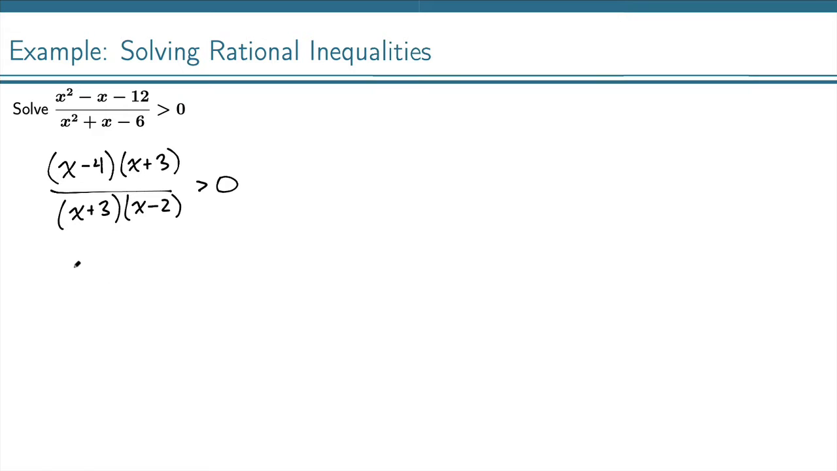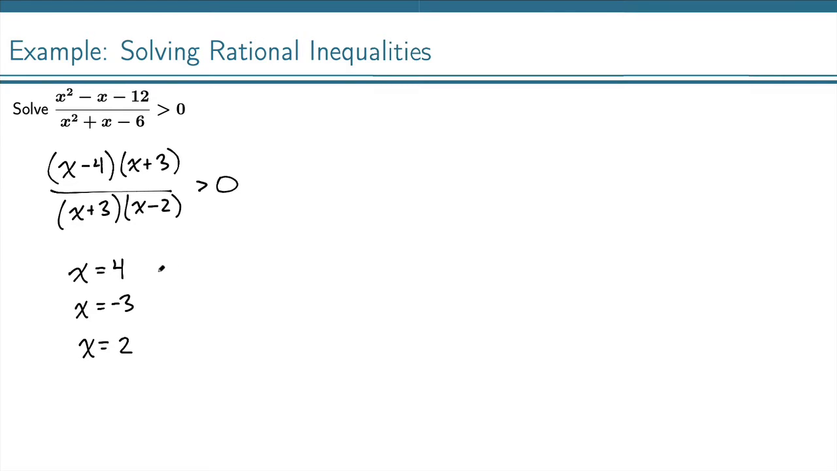Okay, then I find the zeros of my numerator and denominator. I get x equals 4 from the x minus 4. I get x equals negative 3 from both the numerator and the denominator. And I get x equals 2 from the denominator.